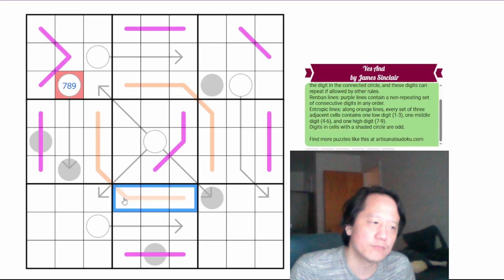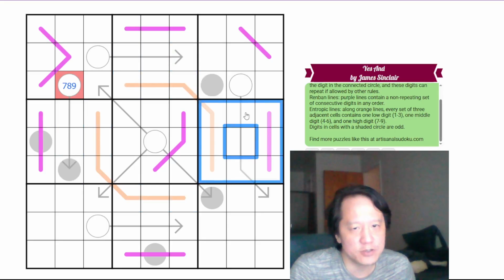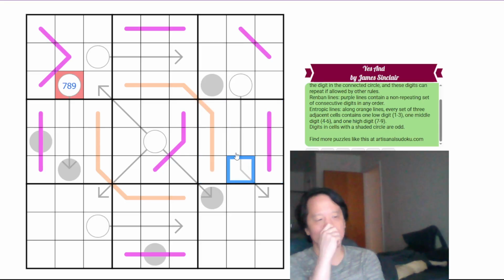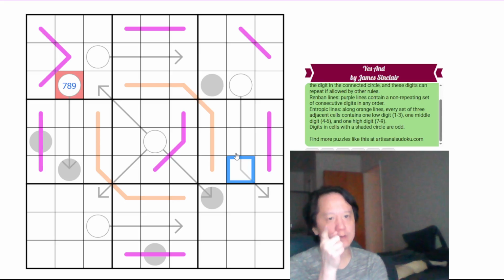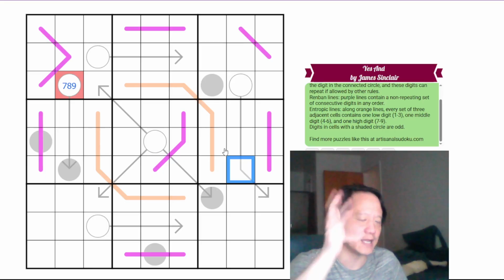Interesting. That means we are left in each of boxes 2, 4, 6, and 8. You're guaranteed 2 lows and 1 middle on the arrow. On the entropic line, you have 1 low, 1 middle, and 1 high. And that means on the red band, what we have left are 2 high digits and 1 middle digit. And anytime you have that combination, it's always going to be 6, 7, and 8. And that's going to be the same for box 2, box 4, and box 6 and 8.